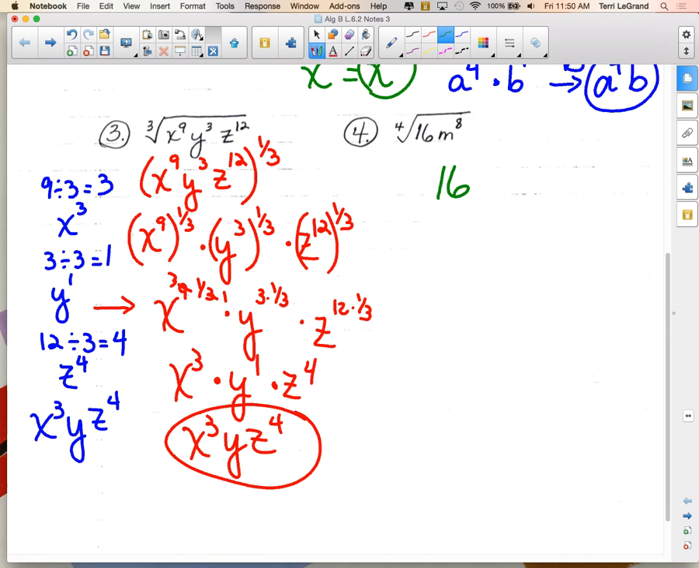16 times m to the 8th in parentheses and then to the 4th. Good job. There we go. That's a power to a power. The index becomes the denominator of a fractional power, and what was underneath the radical sign becomes our base in our power.